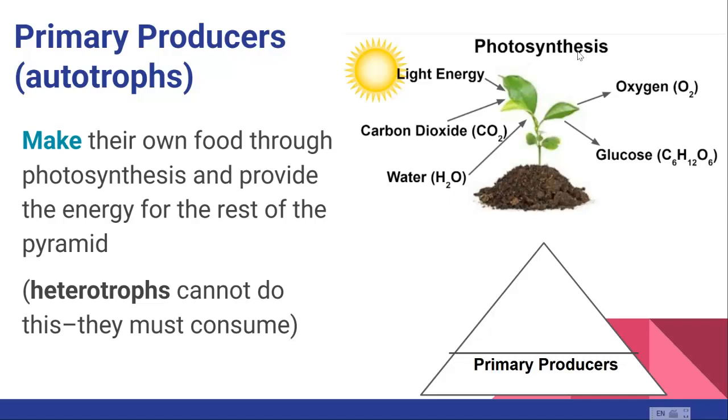So primary producers make their own food through photosynthesis, and they provide the energy for the rest of the ecosystem, the rest of the pyramid. We'll get to a pyramid in just a second. Well, here's our pyramid. They form the base of the energy pyramid. Heterotrophs are not autotrophs. Heterotrophs are everything above these guys. They cannot do this. They have to consume other things. We are heterotrophs. Humans cannot make our own glucose. We have to go and get plants or animals to eat.